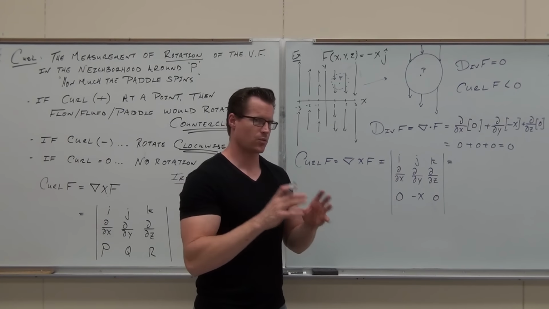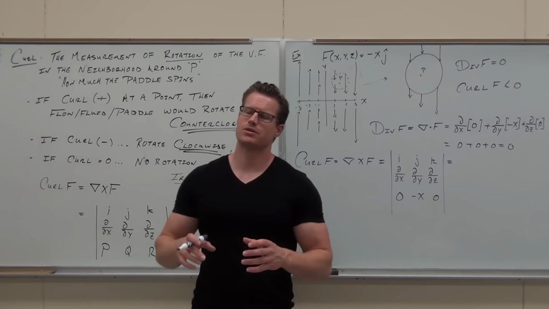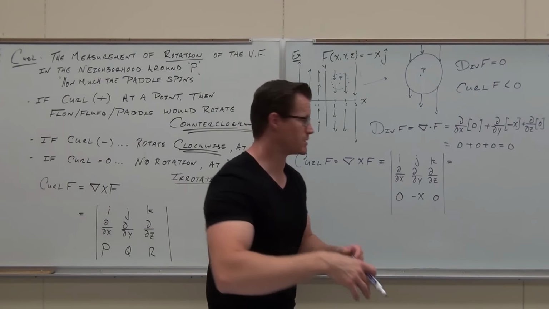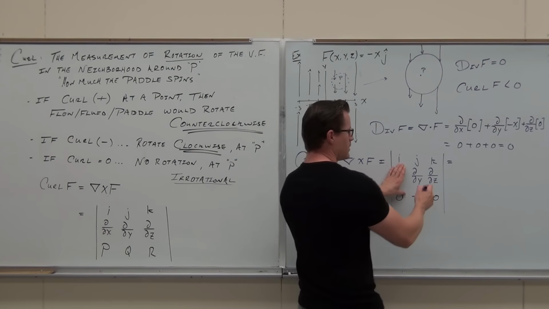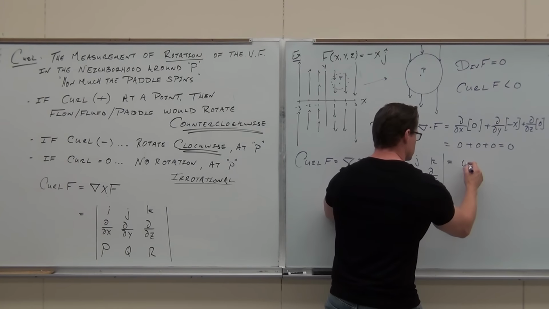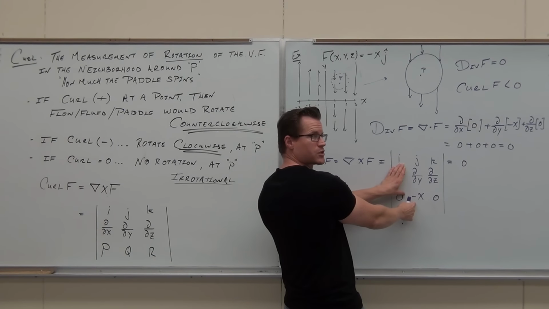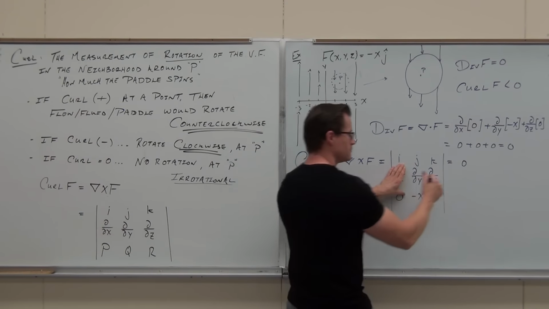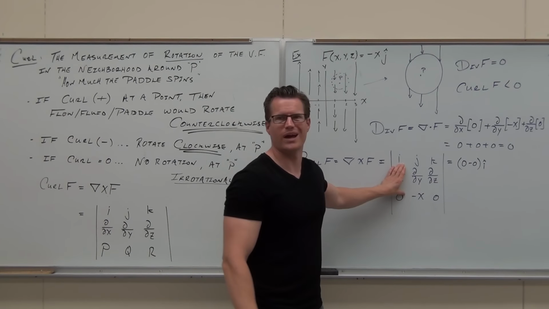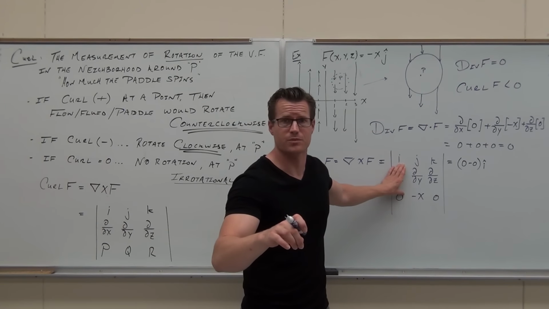Here's how to work this. Just be very careful. Of course, your signs can get all screwy, and make sure that when you're doing partial derivatives, you look at what variable you're taking a derivative with respect to. So here we cover this up. What's the partial derivative of 0 with respect to y? 0. What's the partial derivative of negative x with respect to z? 0. I know I'm writing it 0, but I want you to see where the stuff is coming from.